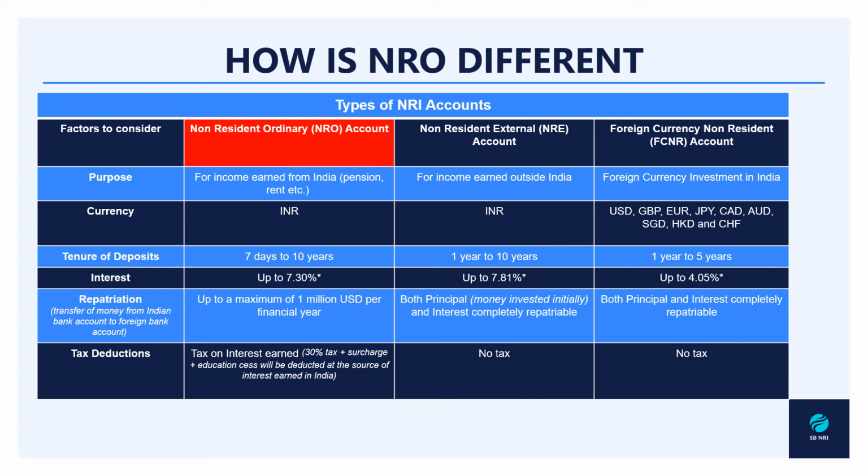Talking about the final factor, which is tax deduction. For both NRE and FCNR, there is no tax. Whatever interest that you are earning on your funds, you can just repatriate it directly to your foreign accounts without paying any taxes. But since the NRO account is used for maintaining the income in India, taxes are applicable at 30% along with surcharge and education cess.